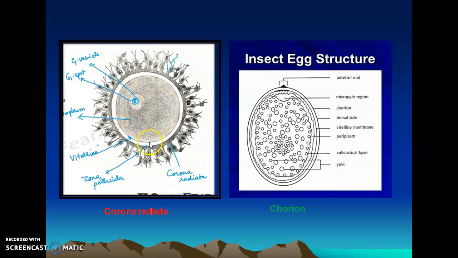Here you can see that this is the zona pellucida layer, and this is the plasma membrane. This is the zona pellucida, and this is the secondary membrane called the corona radiata. Okay, so this is the secondary membrane which is found in mammals, and this is the secondary membrane that is called chorion in insects.